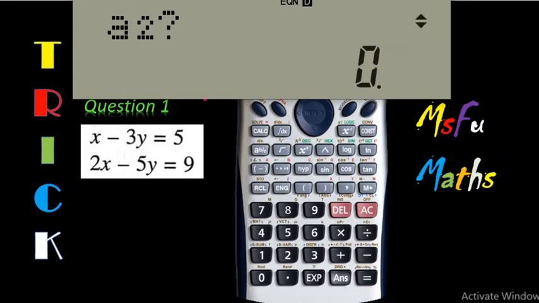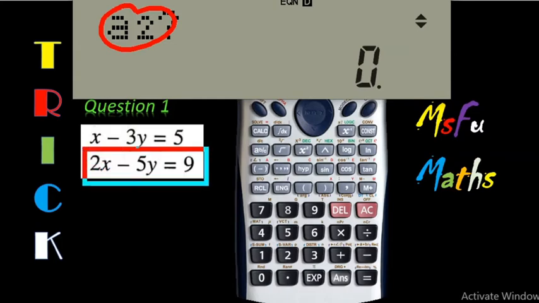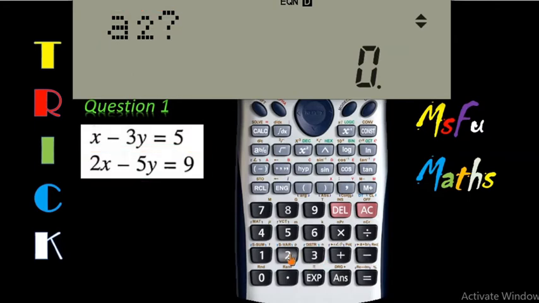Then they will ask for A2. After this, A2, B2 and C2 will appear, so you just insert your A2 here, B2 here, C2 here. Our A2 is 2. Then I press equals, and they will ask you to insert your B2. Then you press -5 and press equals again. Then your C2 will be 9. You press 9 and then equals. Then they will give you the solution.